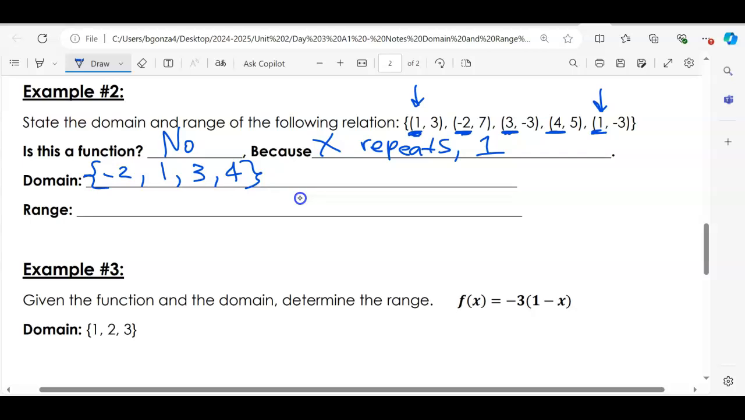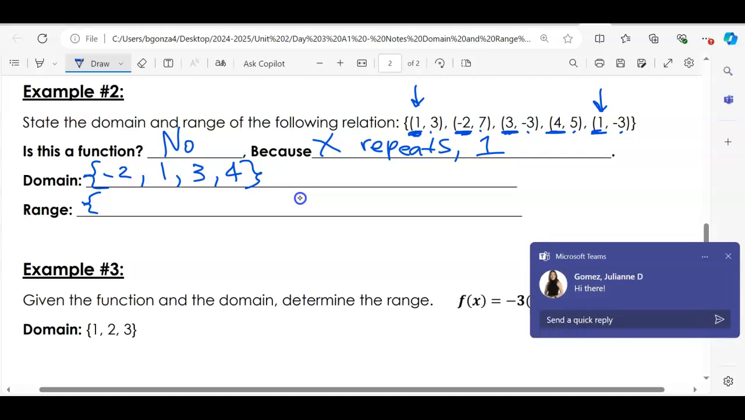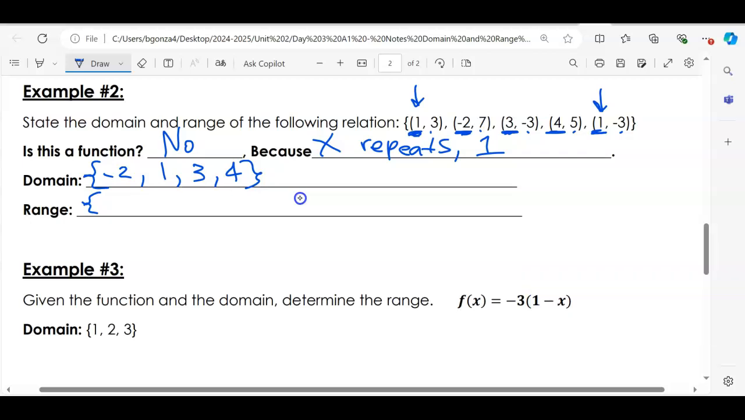write. Next is the range. What do I have to start with? Brackets. Now look at all these Y values. What's the smallest Y value? -3. So -3, it repeats, but I'm only going to write it once. Next up, the next smallest Y value I see is 3. The next smallest Y value is 5, and then 7, and that's it.